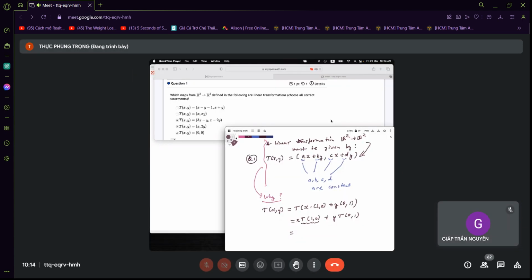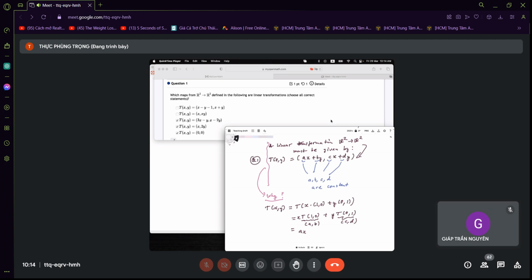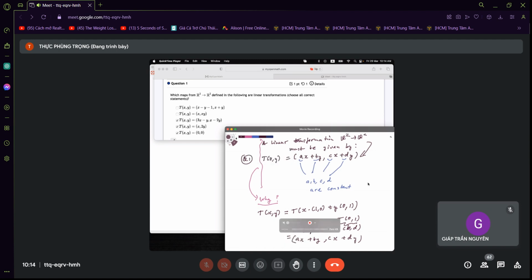So let's say T(1, 0) is (a, b), and this is (c, d), let's say. Then from here you get as plus cy, maybe I write c right here or something. Let's say this is c, and this is d. So you get as plus by, cs plus dy, right? Anyway, so question 1 is that it should be given by this formula, a, b, c, d are real numbers, because of the definition only.